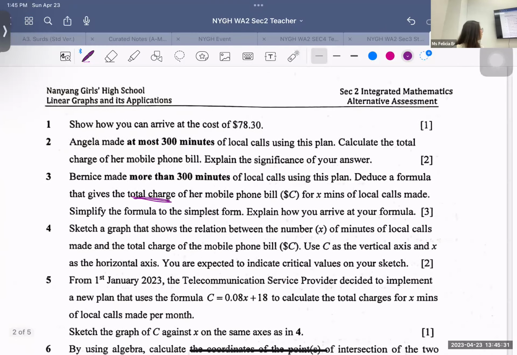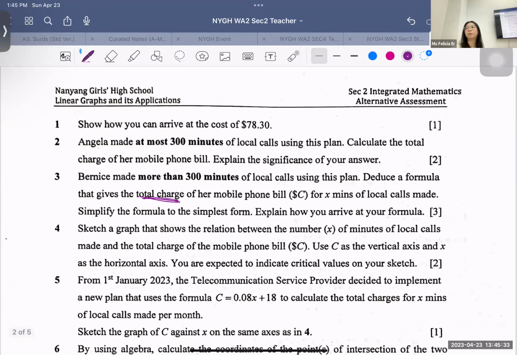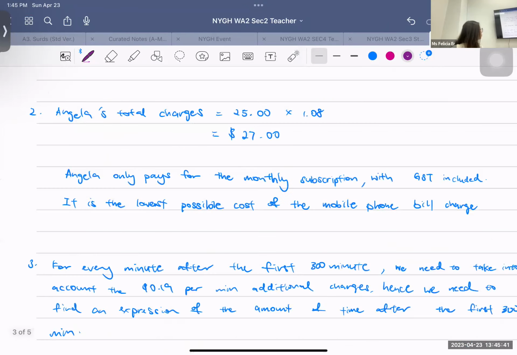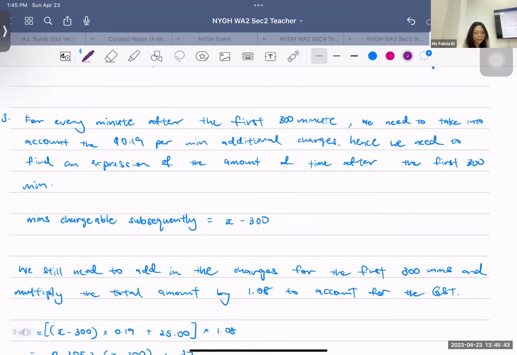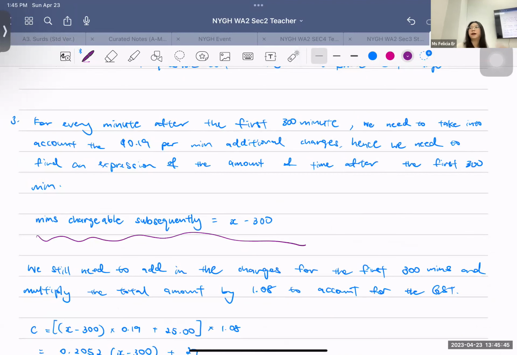And what did they also ask? They ask you how you arrive at your formula. For every step that you're writing, you should justify what you're writing. So for example, like the solution over here, before I even write this line, I need to justify why I write this line. And this is how I justify it. Can you guys see that? But please don't write the exact same thing.